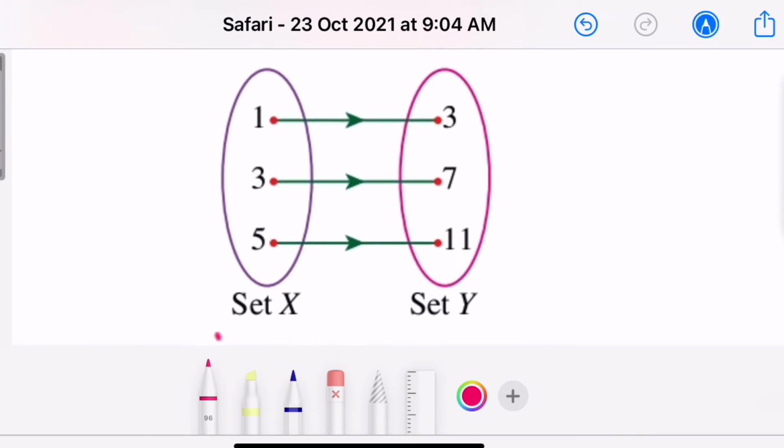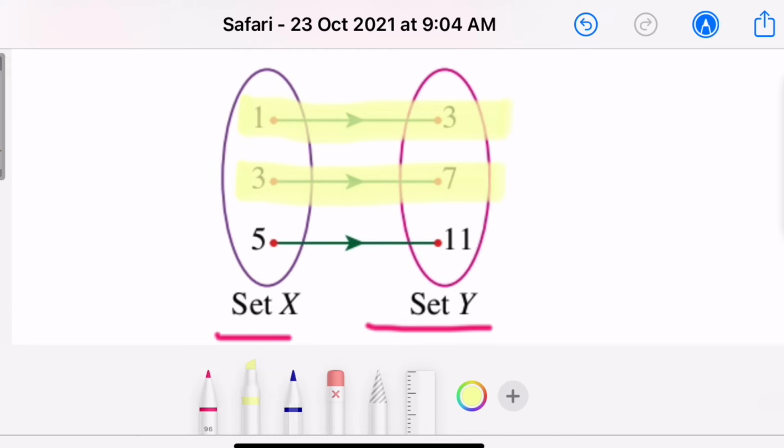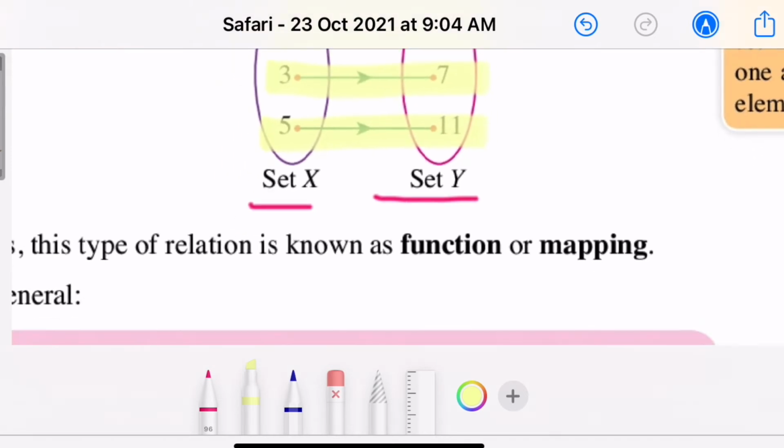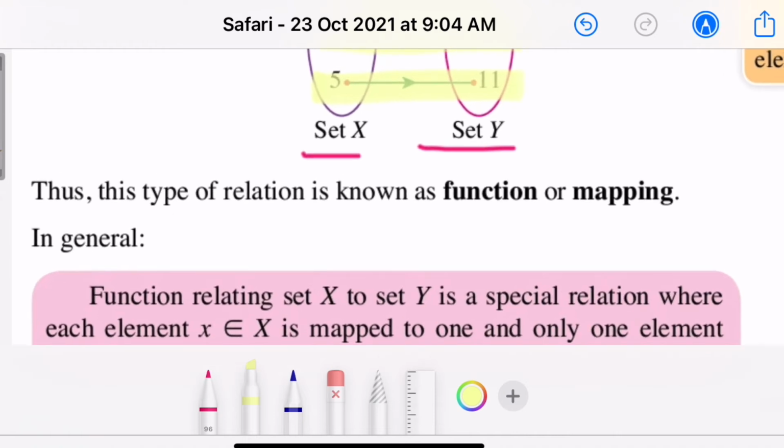We have set x and set y, and as you can see, 1 is mapped to 3, 3 is mapped to 7, and 5 is mapped to 11. So this type of relation is known as a function or mapping.